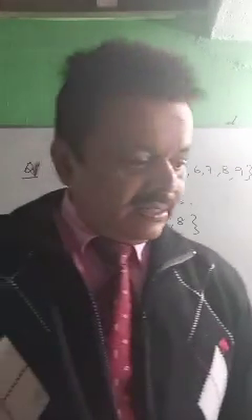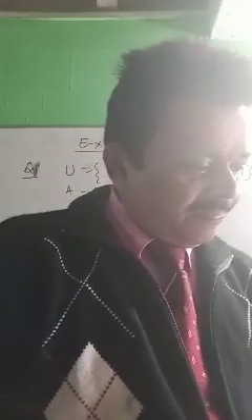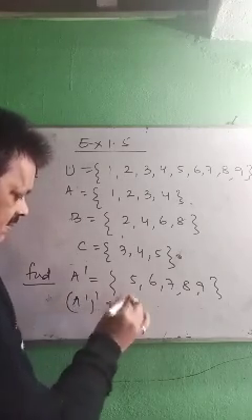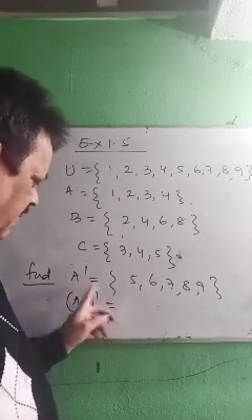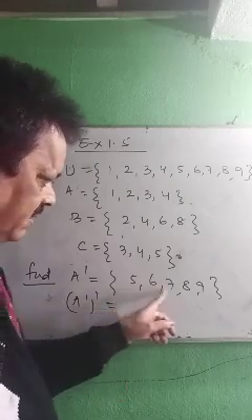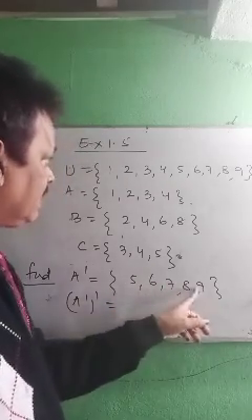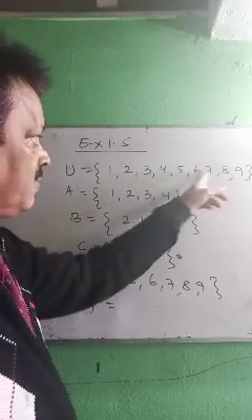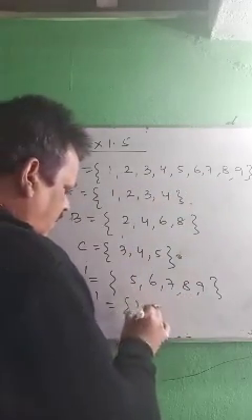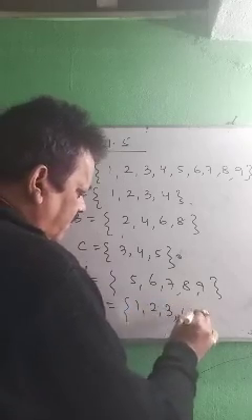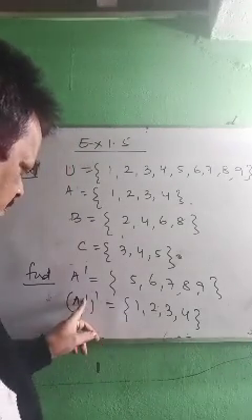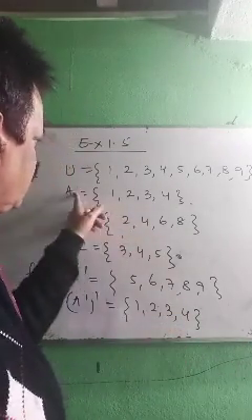Then similarly, suppose I tell you to find out what is A complement, then complement. A complement means these elements you have to remove again from here. That means 5, 6, 7, 8, 9 you remove again. What you will get? 1, 2, 3, 4. I told you last time, A complement is 1, 2, 3, 4, means which one? A.